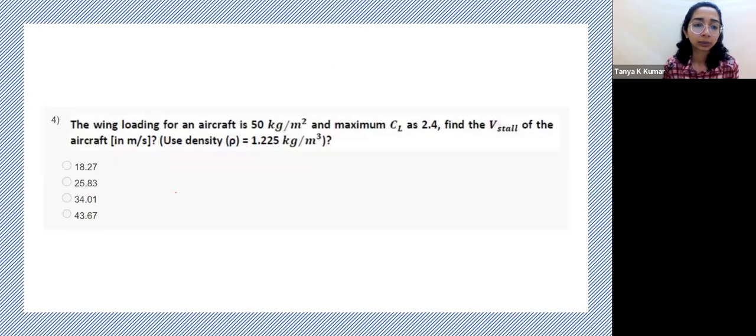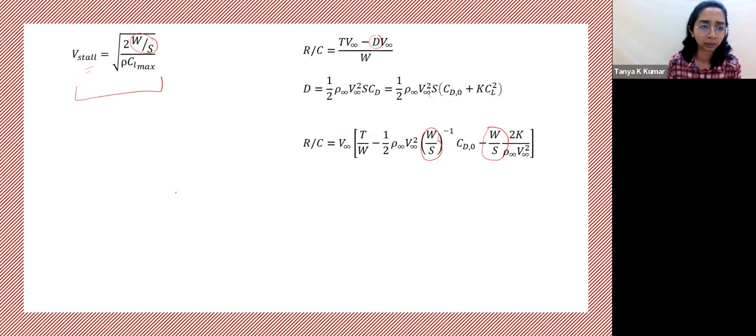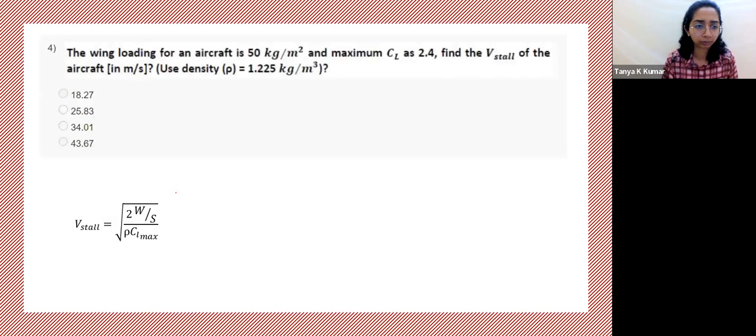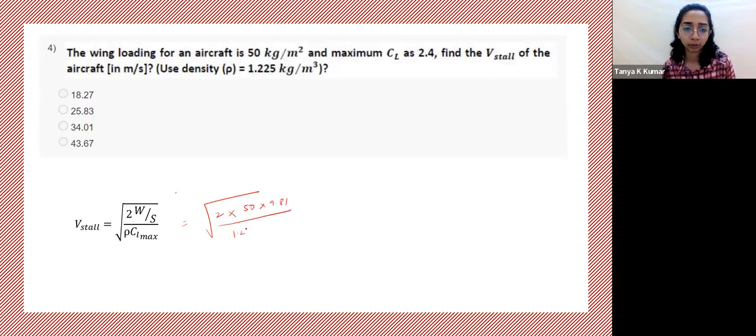Next question: the wing loading for an aircraft is 50 kg per meter square and maximum CL, that is CL max, is 2.4. Find the V stall. Fairly simple question. It's the same formula as the previous slide. Substitute the values and we'll see what answer we get. 2 W by S is directly given as 50. We have 9.81. Density is 1.225. CL max is given as 2.4. What is this value?